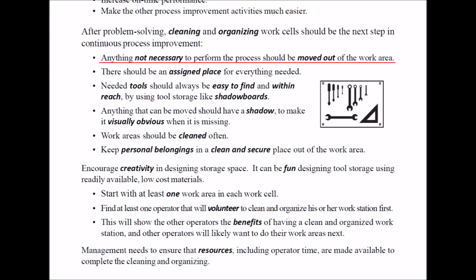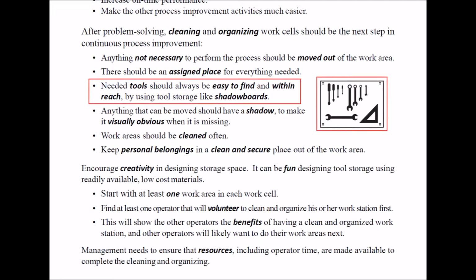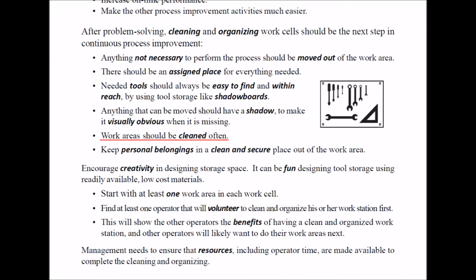Anything not necessary to perform the process should be moved out of the work area. There should be an assigned place for everything needed. Needed tools should always be easy to find and within reach by using tool storage like shadow boards. Anything that can be moved should have a shadow to make it visually obvious when it is missing. Work areas should be cleaned often or kept clean by having debris collection systems. Personal belongings are a sensitive matter, but it's best if they are kept out of the work area, so provide a clean and secure place for the operators to store their belongings.